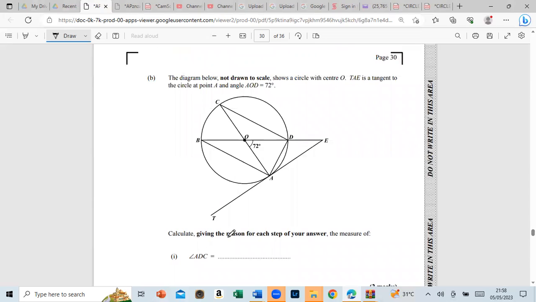Alright, so let's just find ADC. ADC would be this angle right here. I think this one is easy because it's coming from the diameter. The angle at the circumference is half the angle at the center. Since it's coming from the diameter, it's actually 90 degrees, and that is our answer. You get 2 marks just for that, and you give your reason in your writing.